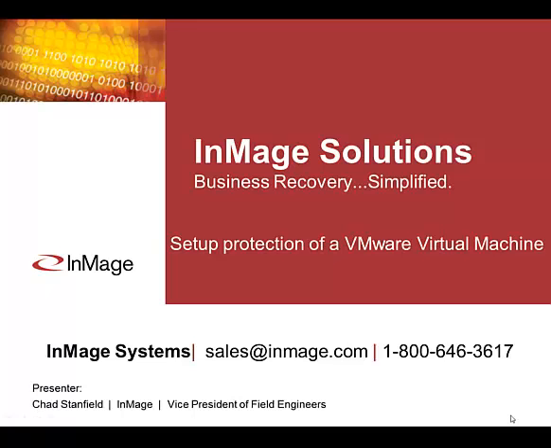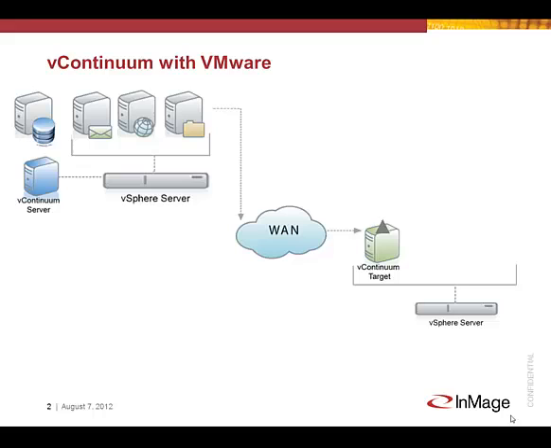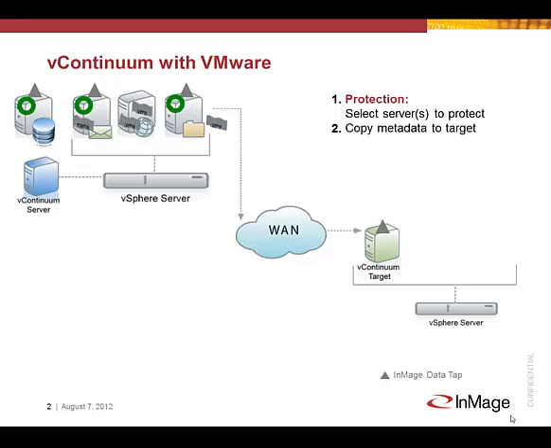Today we'll talk about how to set up protection of a VMware virtual machine using the InMage vContinuum technology. From within your vSphere environment, you'll simply select the machines that you wish to protect. We'll take those machines and copy the metadata of those machines, and replicate that information down to the vSphere environment on the target location. Those machines will be turned off after they are created, and they will not be active.